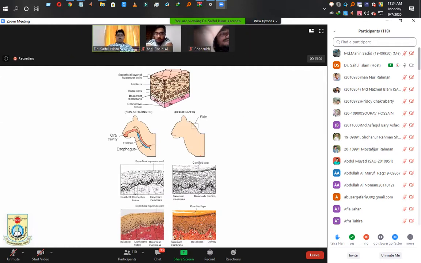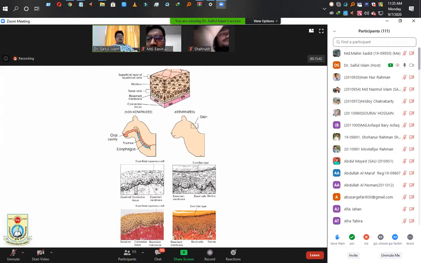So where will you find this type of stratified epithelium? Definitely there are so many layers, five to six layers. Where there is friction, to protect against this friction, you will find this type of epithelium. That is called wear and tear. Where there is always wear and tear, definitely the skin always undergoes wear and tear, or you can say friction.